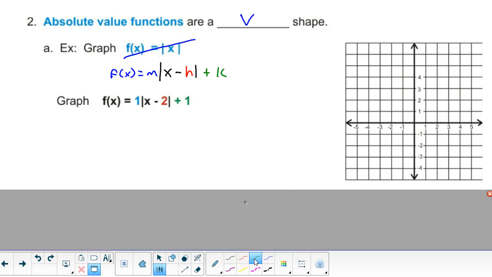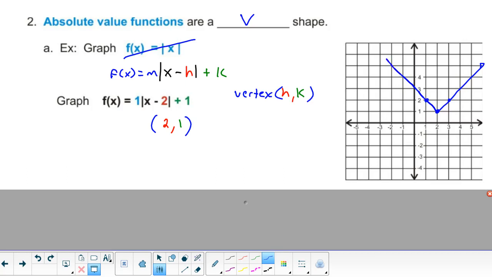All right, anyhow. So the vertex, this is really key. The vertex of the absolute value has coordinates of h, k. Okay, so if you look at this, we know the vertex of this thing is at 2, 1. All right, that's important information. So we're going to plot that point at 2, 1. And because I know the slope is 1, I know to go up 1 and to the right 1 and put a point. I also know to go up 1 and to the left 1 because I know it's a V shape. And there's my graph.